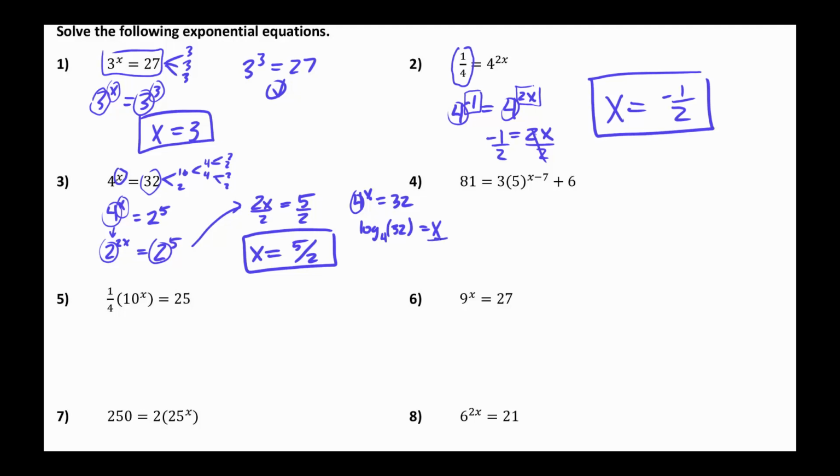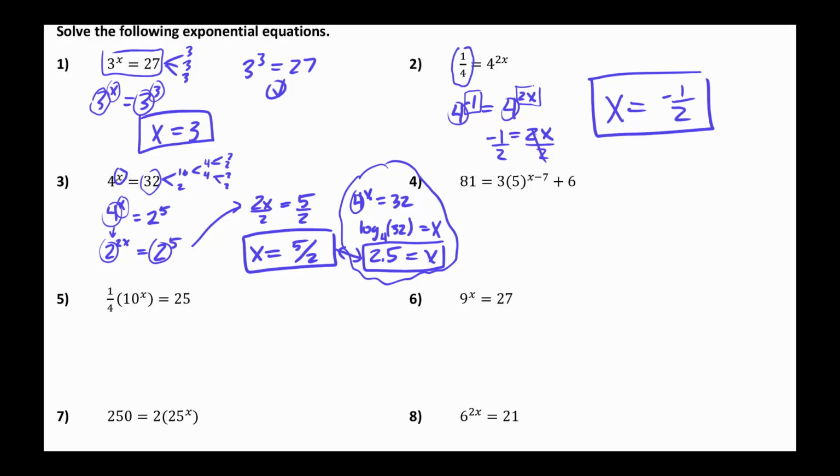Notice here it's just sitting on the regular ground. If I were to put this into my calculator, guess what number I would get? I would get 2.5 equals x. This and this, they are the same answer. 5 over 2 and 2.5. We are going to start to do our problems more along this vein of thinking, using logarithms to our advantage.